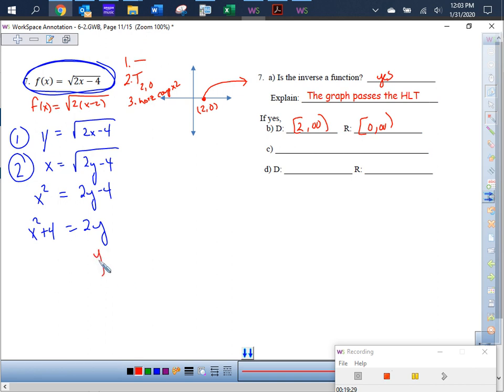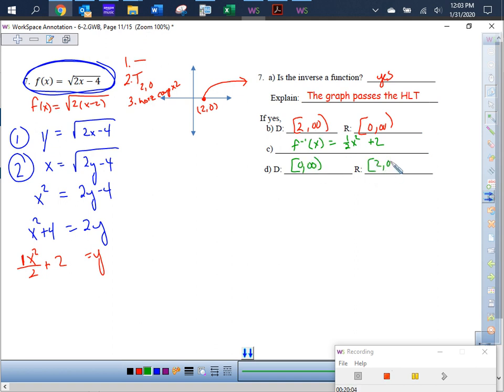So y will equal, I'm going to divide every term by 2, x squared over 2 plus 2. You could also call that 1/2 x squared, but it's all the same thing. If you put x squared plus 4 all over 2, I'll accept that. I don't know if your teacher will, but you can ask them. But whatever they want, you put f inverse of x equals 1/2 x squared plus 2 in that case. And then the domain and range, switch them.